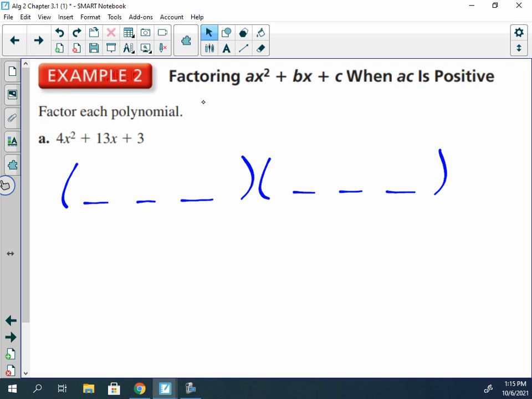So the next thing would be finding the sign. If the third term is positive, the signs are the same and they match the sign of the middle term. If the third term is negative, the signs are opposite. Well, here the third term is positive. So the signs are the same and they match the sign of the middle term, which is positive. So they would both be positive.